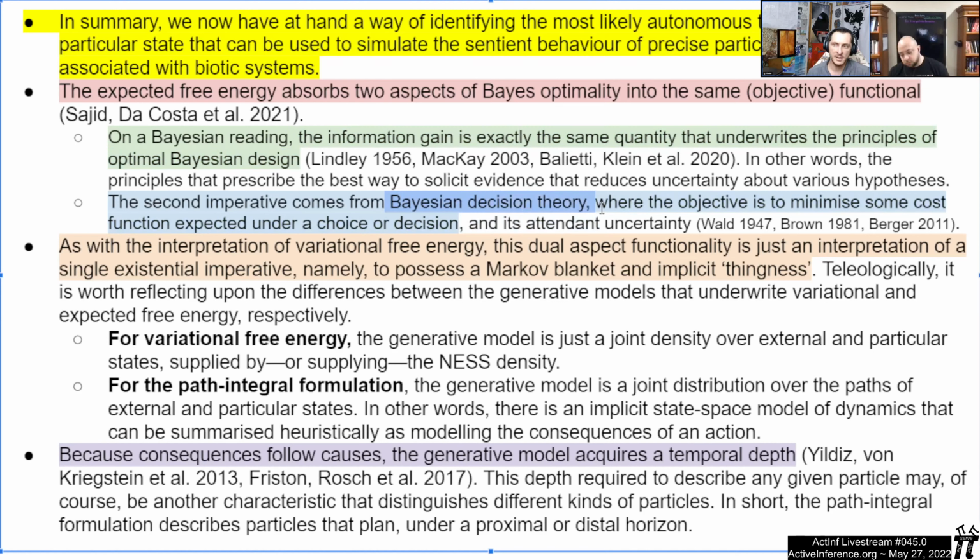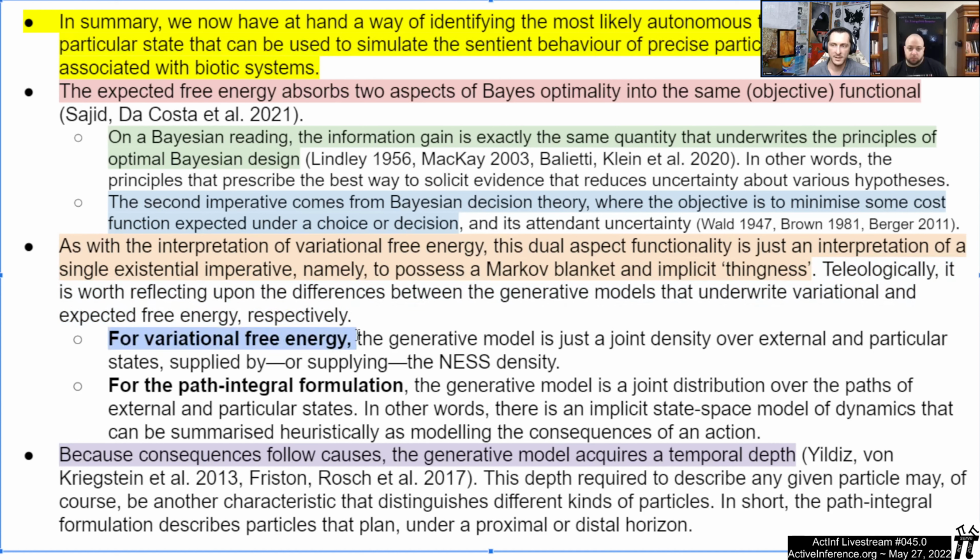Bayesian decision theory is minimizing a cost function under a decision or choice and uncertainty. As with the interpretation of variational free energy, this dual aspect functionality of expected free energy is an interpretation of a single existential imperative to possess a Markov blanket and implicit thingness. Teleologically, it's worth reflecting upon the differences between the generative models that underwrite variational and expected free energy.